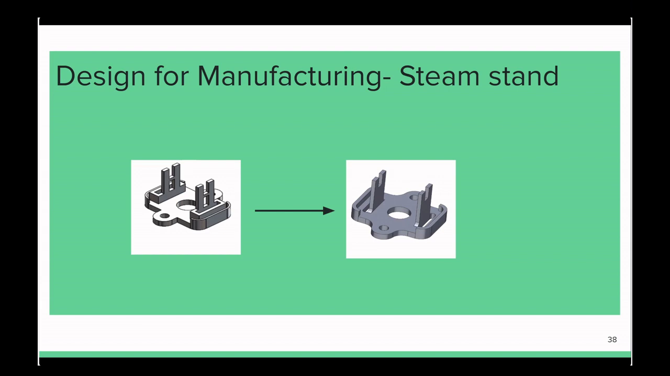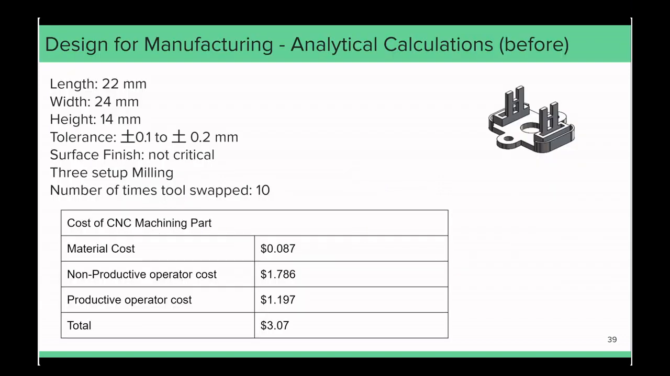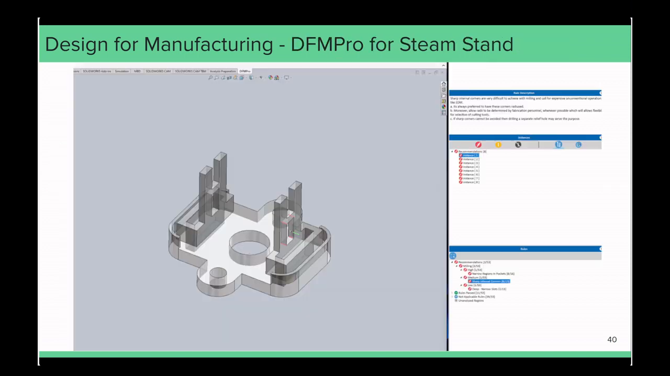Now we move on to DfM for the steam stand. We are CNC machining this part. This is our analysis for before redesign. The total cost is $3.07. DfM Pro suggests not having narrow pocket regions and sharp corners.